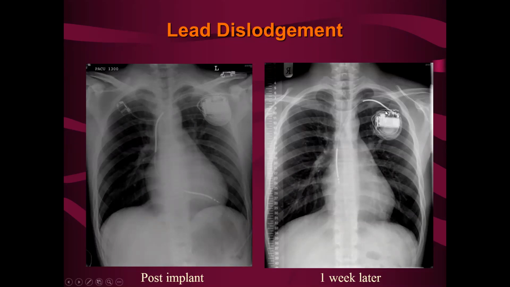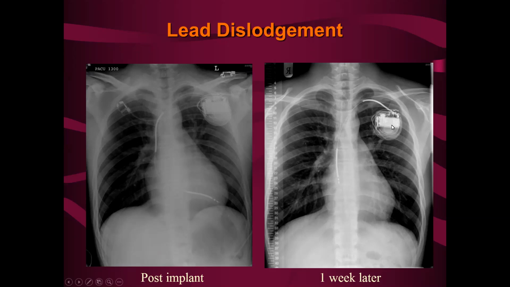So the lead is well positioned into the RV apex. And about a week later, you can see that now the lead is really pulled back, right? So the device is still sitting in the same orientation, but interestingly, the lead is now much more coiled. There's more lead coiled behind the generator, and we suspect that is the patient just really manipulating the lead, or the patient was doing a lot of vigorous arm movement activity.